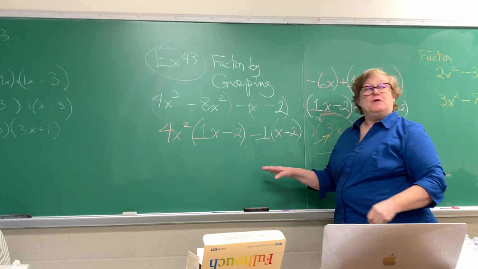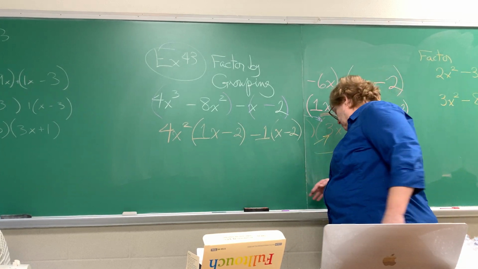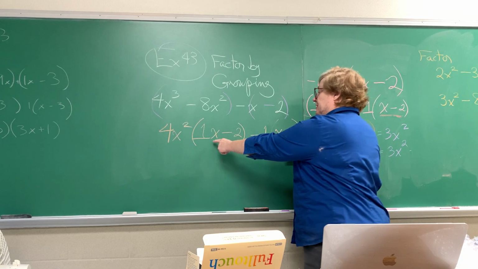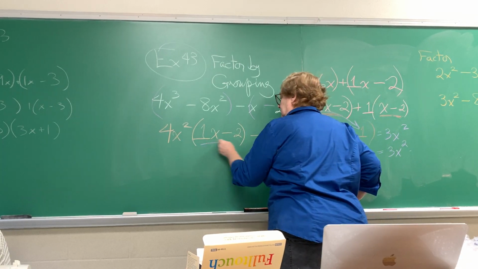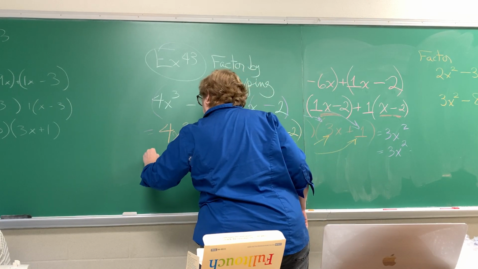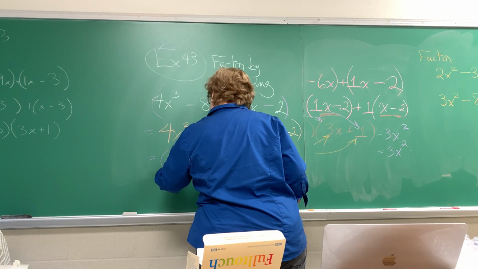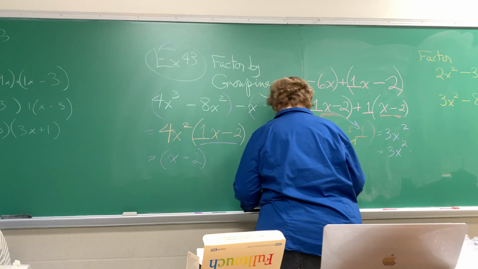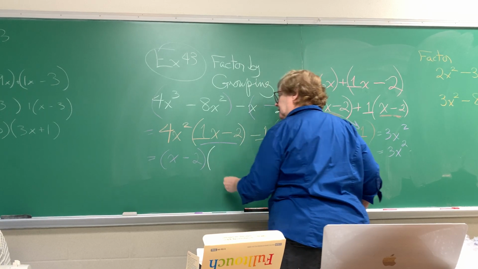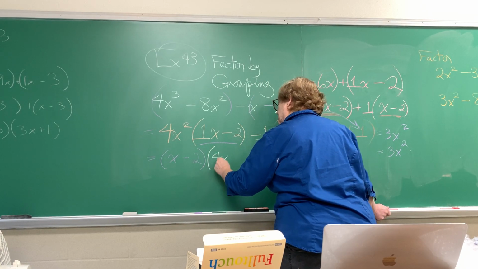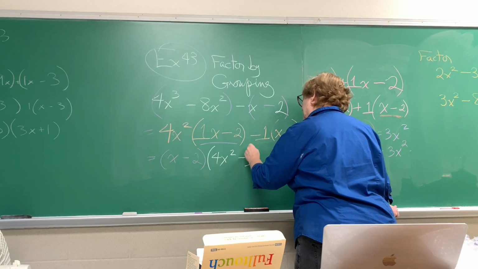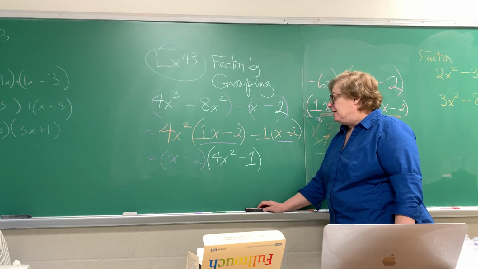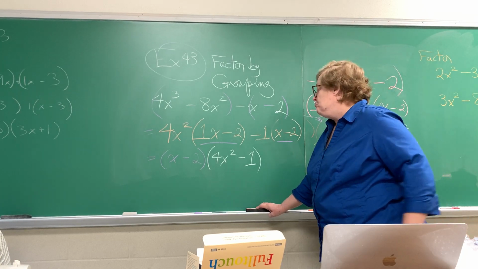How do I know that I'm going correctly? Yes, the x minus 2 and the x minus 2 match. And I'm gonna pull that out, x minus 2. And what is our factor left over? 4x squared minus 1. And I wonder why I wanted to do this one.